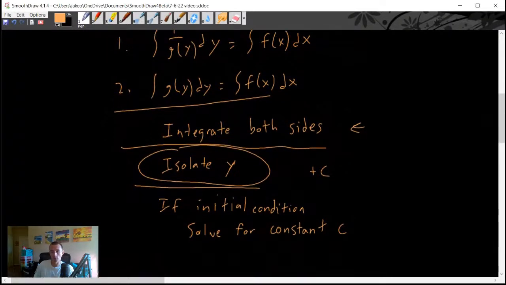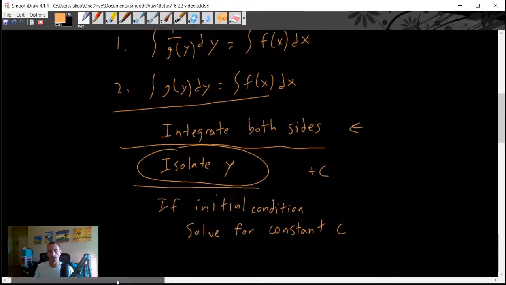So now let's go ahead and jump into some examples of actually applying these steps.